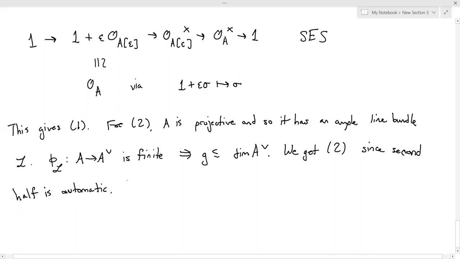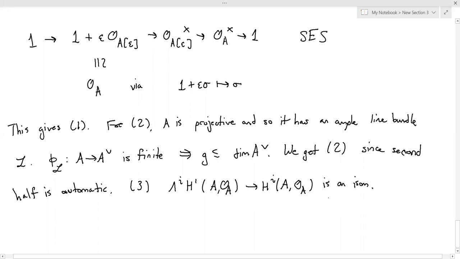Okay, and then for three, you should check the notes for a more careful proof, but the basic idea is that you use a structure theorem for Hopf algebras to show that the map from the ith exterior power of H1 of the structure sheaf mapping to the ith cohomology of A, which is induced by cup product, is an isomorphism for every choice of i.